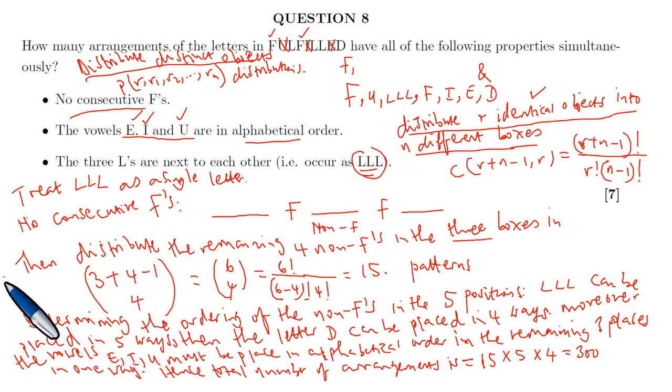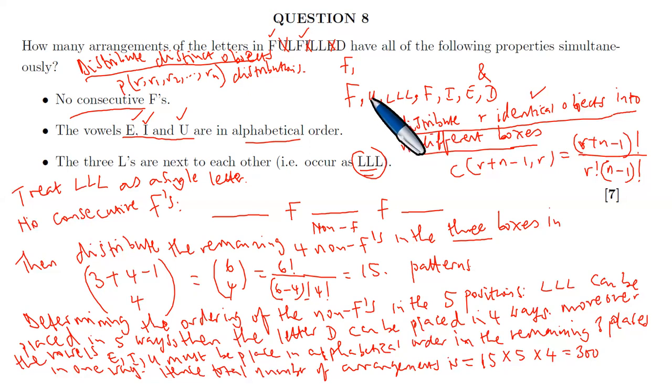Right. So obviously at this point we have separated. We went on to say then distribute the remaining four non-Fs in the three boxes. So the question is, how many non-Fs are there? We counted the U, the I, and the E as one symbol. Then we looked at the L's as another symbol, and then we looked at the D as one more symbol. So the question therefore is, how many non-Fs are there altogether?